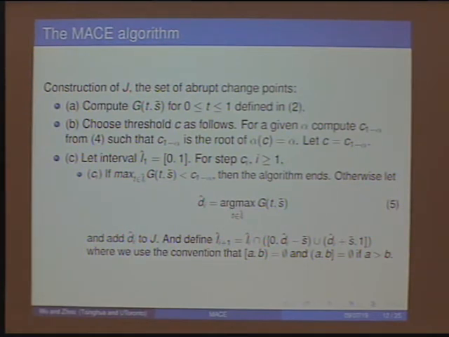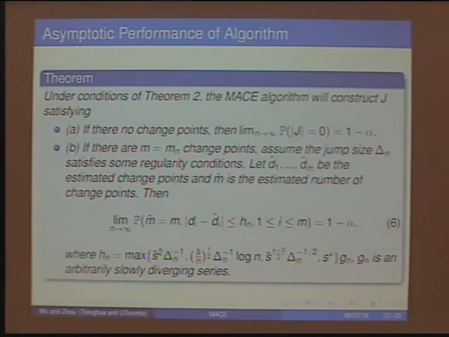But the performance of the change point detection algorithm is very important. We all know how to do it, but what is its performance? It turns out that we can establish the following: if there is no change point in your data, then the probability that you will detect zero change points goes to 1 minus alpha. Alpha is the number you choose. For instance, you can choose it as 1% or 5%. It's up to you.